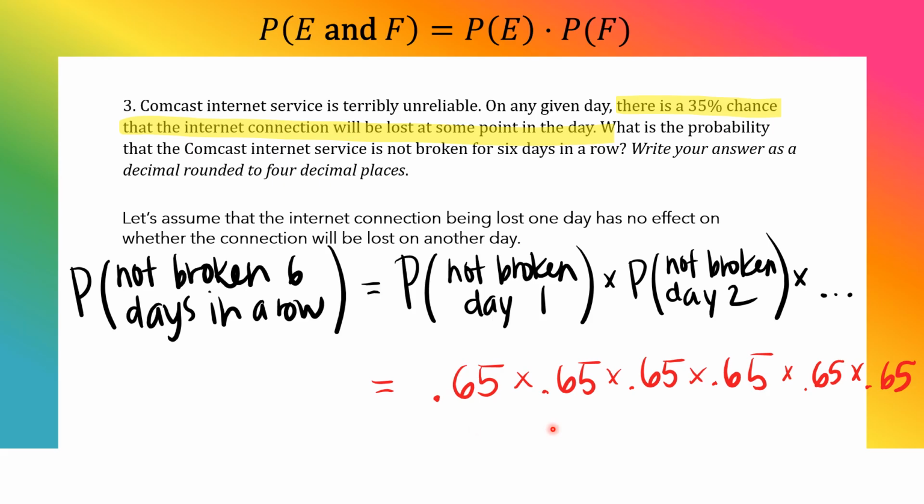All right, that's the same thing as saying 0.65 raised to the 6th power, if you want a little bit easier way to plug that in. So 0.65 to the 6th power. And if you multiply that out, that comes out to 0.0754. So if you're thinking about this in percentages, that's about 7.5%. So you have a 7.5% chance of going 6 days in a row without losing your internet connection.